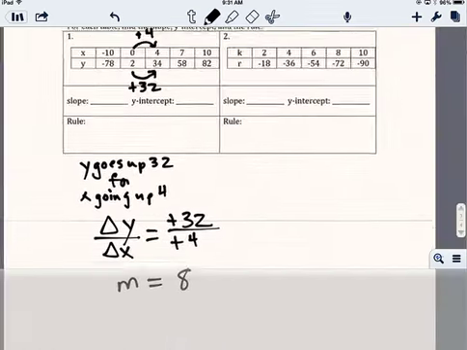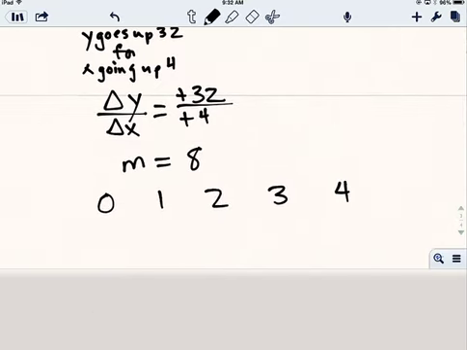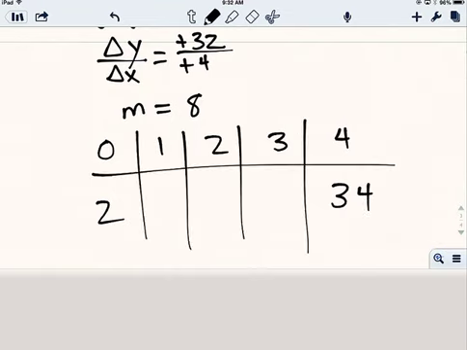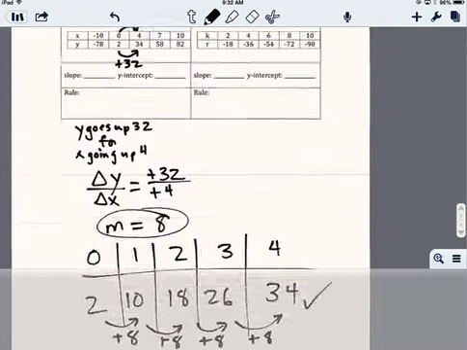I'll do a little bit of work here from 0 to 4. And this is just explanatory. You don't have to do all of this work. So 2 to 34. And so what I found by doing that division of 32 divided by 4 is that this should go up by 8 every time x goes up by 1. And we'll see if that works out. So 2 plus 8 is 10. 10 plus 8 is 18. 18 plus 8 is 26. And then 26 plus 8 is 34. So it checks out. My slope is 8.